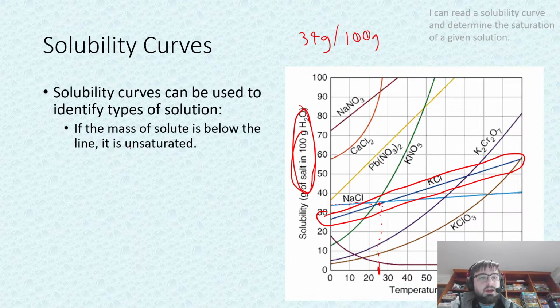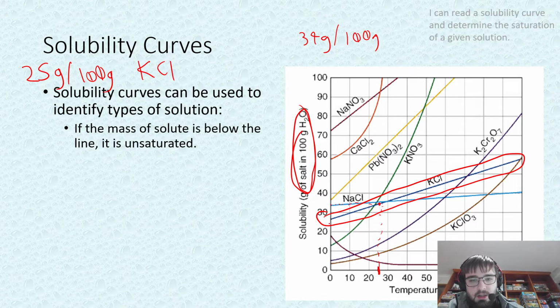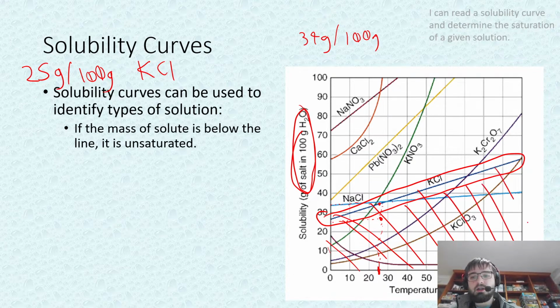All right. So when we're looking at solutions, if the mass of the solute that's dissolved puts it below that line, then it's going to be unsaturated. So if I said I've got 25 grams per 100 gram solution of potassium chloride, you could go, all right, it's 25 grams at 25. Is this point here above or below this point here? You could say it's below it, so therefore it's going to be unsaturated. And this whole area below the blue line is unsaturated.